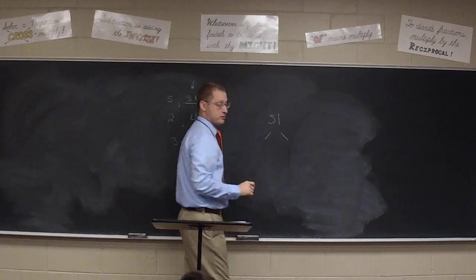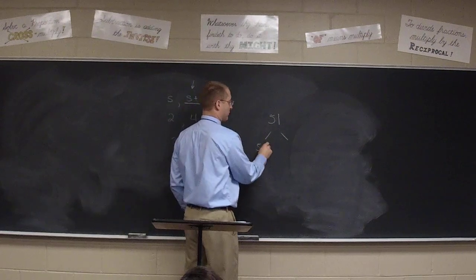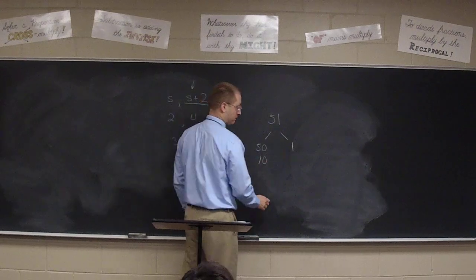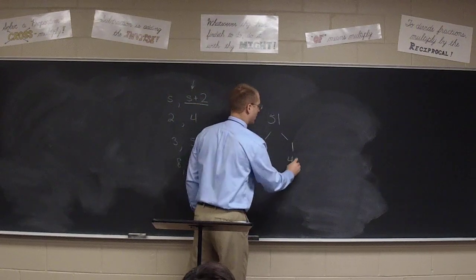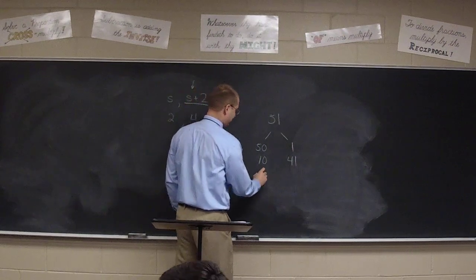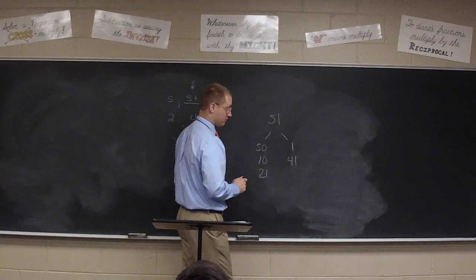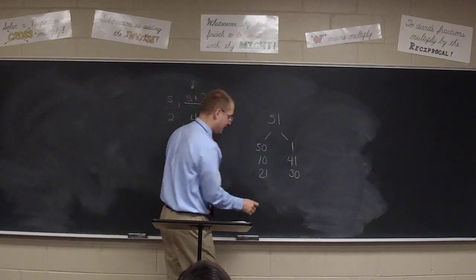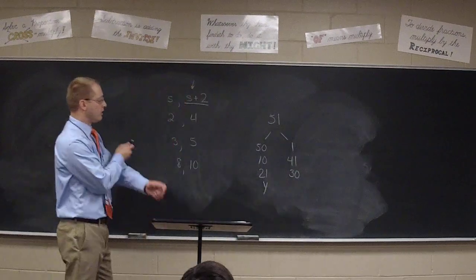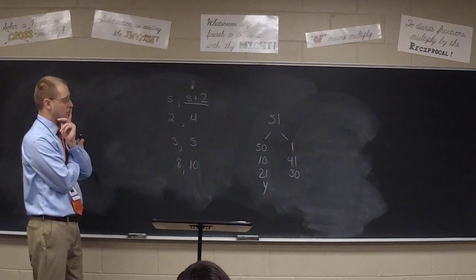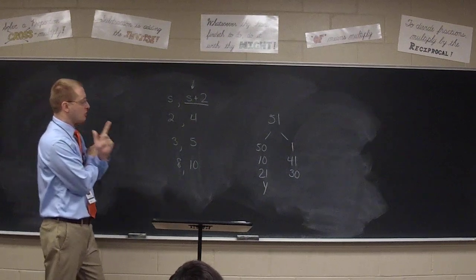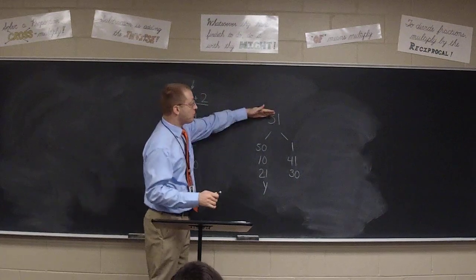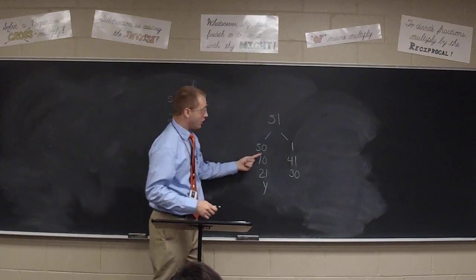Well, we can think of actual parts of 51. What if one part of 51 is 50? What's the other part, class? 1. What if one part is 10? What's the other part? 41. If one part is 21, what's the other part? 30. So if one part is y, what's the other part? y minus 51. So I took 50, I subtracted 51. What? 51 minus y. Good. 51, the number we started with, minus whatever this was, always equaled this.